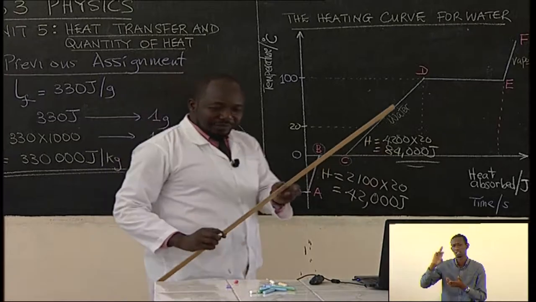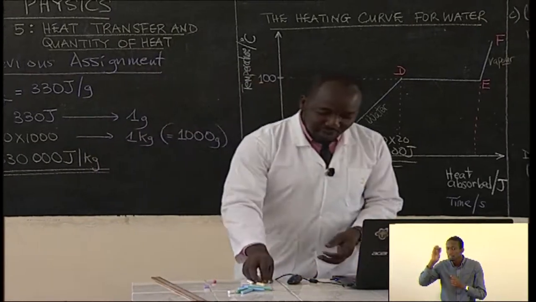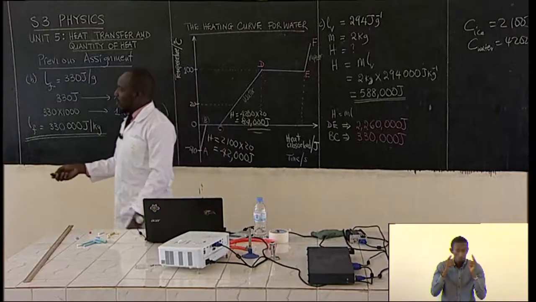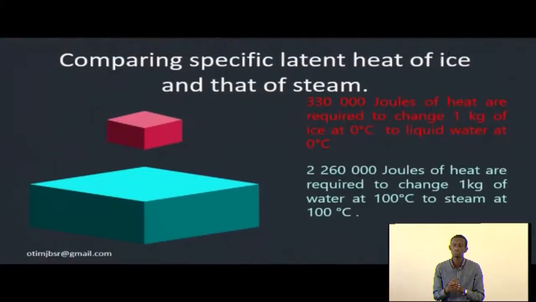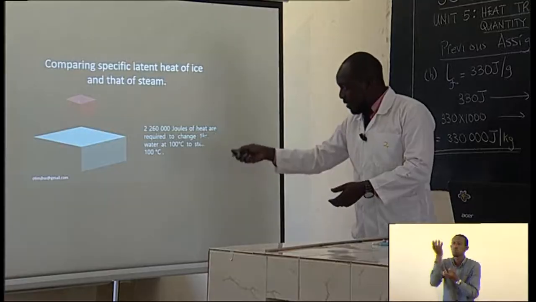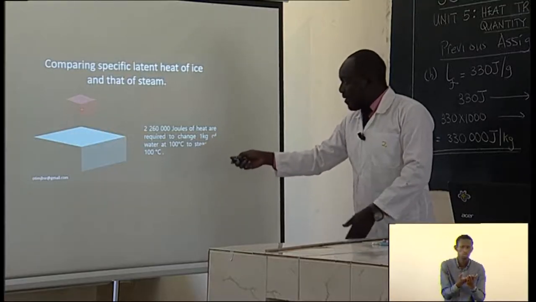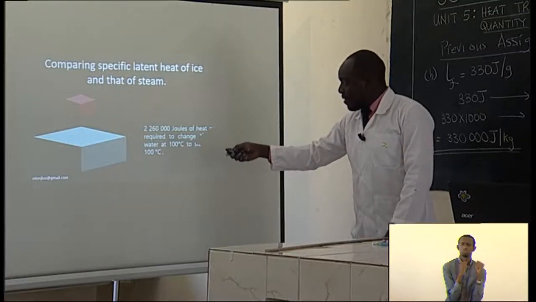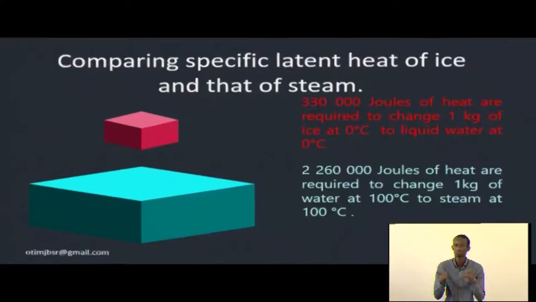So I hope you are able to follow that very nicely. Coming back to what we said, if you compare the amount of heat required to make water boil with what is required to make ice melt, you can see they are not the same. This one is almost six times the other one. And so that's what we are saying.